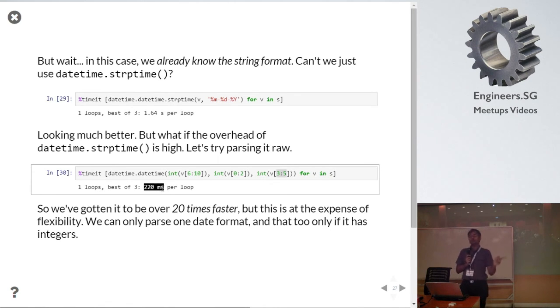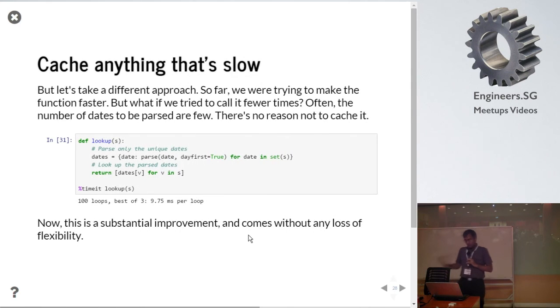So we've got to try the other approach, which is can we reduce the number of calls to dateutil.parse? So we can cache it. Now the thing about dates is that if you've got 1 million rows, it's unlikely that you've got 1 million unique dates. A year has 365 days, so 3 years is about 1,000 rows. So 1 million rows is 3,000 years. Unless you covered every day for the last 3,000 years, you probably would have some duplicates, which means that you can afford to cache it.